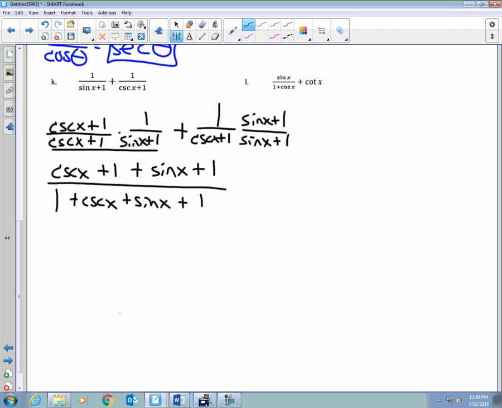Yeah, it's the same thing on top and bottom, isn't it? It's the exact same thing. Is that nice? I foiled them out. Cosecant times sine, cosecant times 1, 1 times sine, 1 times 1. 1, because they're reciprocals.